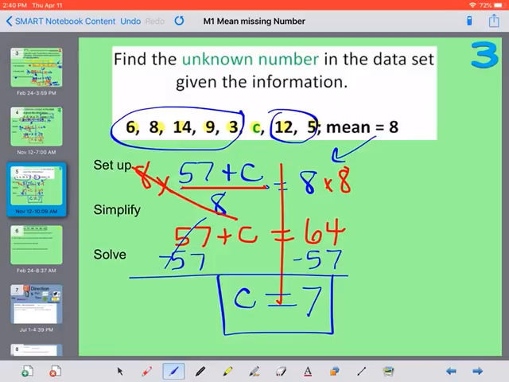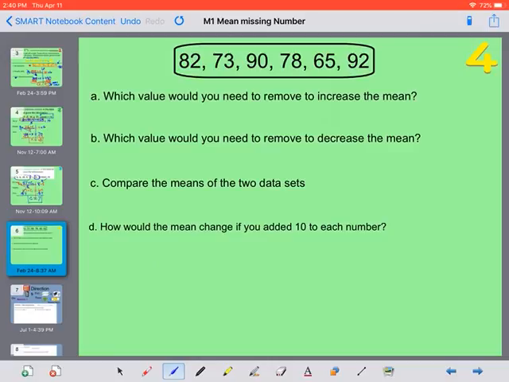Last question down below. This one is just looking at the data and answering some questions about it. Which value would you need to remove to increase the mean? So if we want to increase the mean, we want all of the high numbers. So that means in order to increase it, we could get rid of one of the low numbers, or the lowest number. So our lowest number here is, I think, 65.